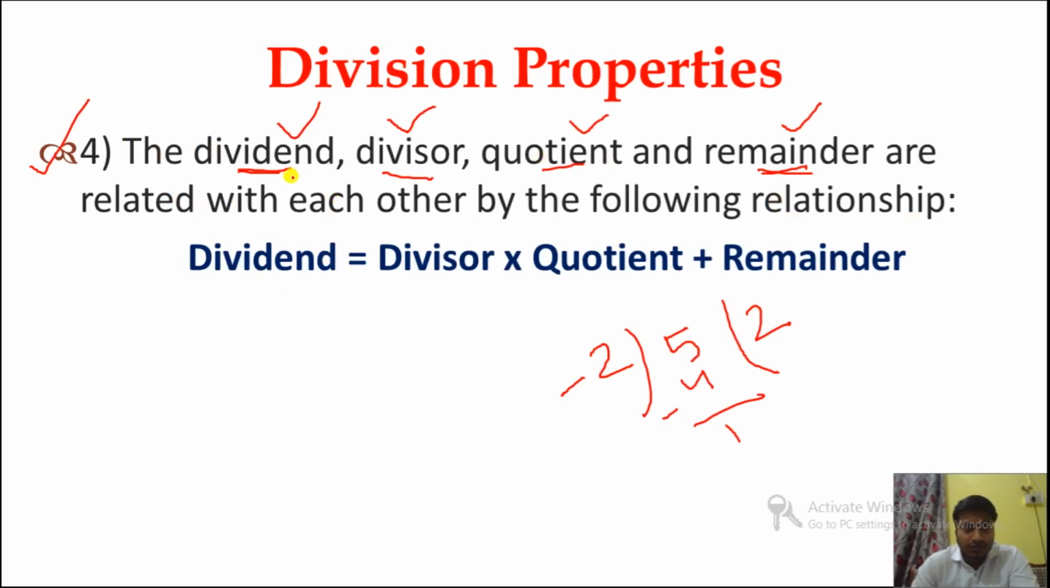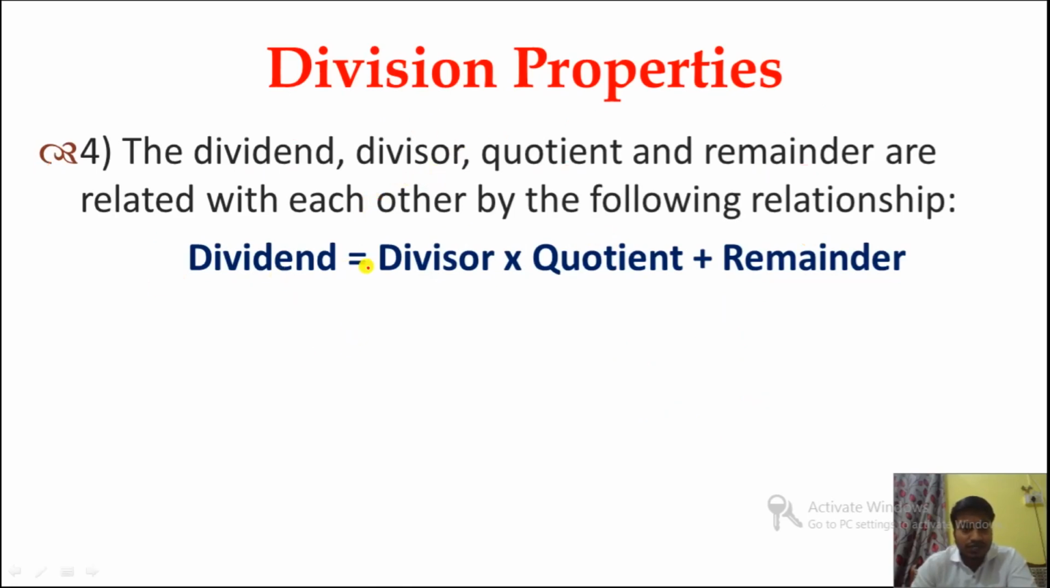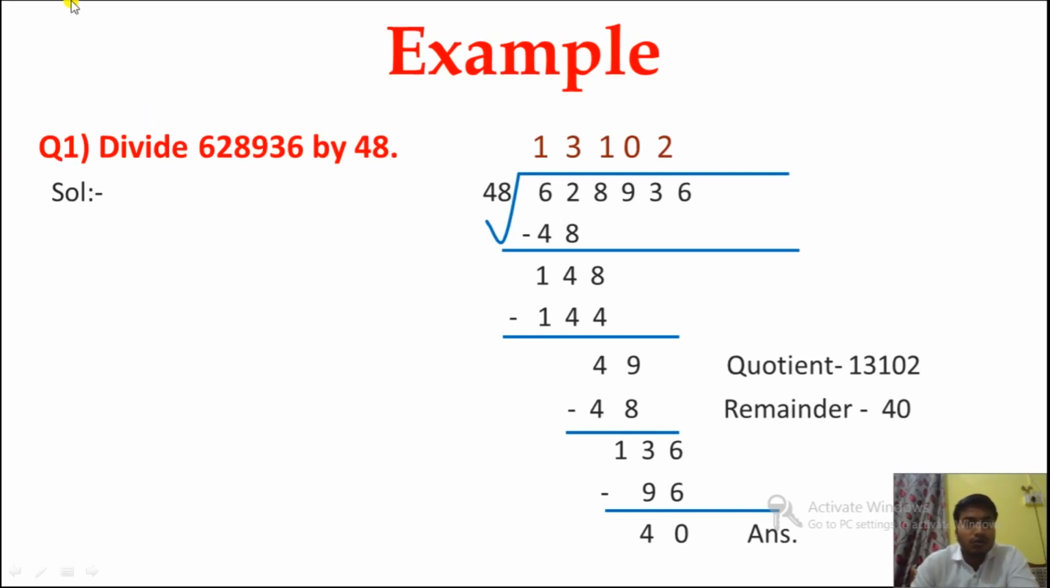So dividend, divisor, quotient and remainder are related with each other by the following relationship. Here we have the formula to find the dividend: dividend equals divisor into quotient plus remainder. So for finding the dividend we need the divisor, quotient and remainder. That's why all are related with each other. Clear to you? This is the formula, dividend equals divisor into quotient plus remainder, and this you have to learn. We use this for the verification of our answer. Clear to you?